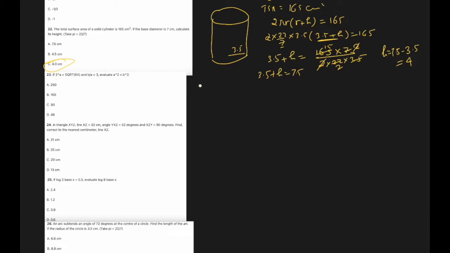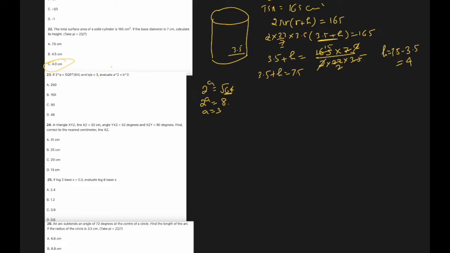2 to the power a equal to square root 64. Oh, sorry, it is not 2 square, it is 2 to the power a. Let me undo. 2 to the power a is square root 64. Basically 2 to the power a is square root 64, which is 8. So that means a is 3. 2 cube is 8. So a is 3.